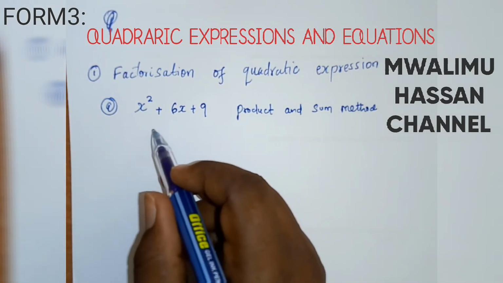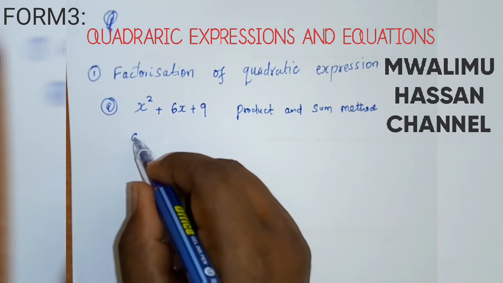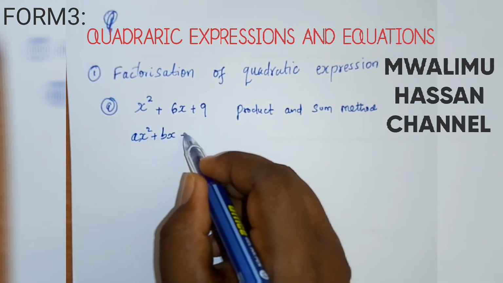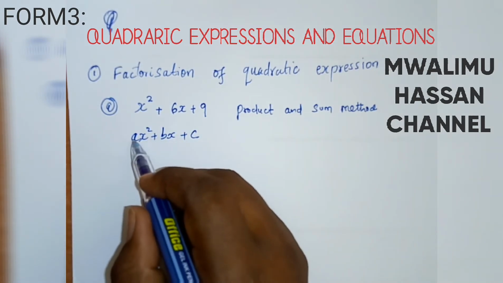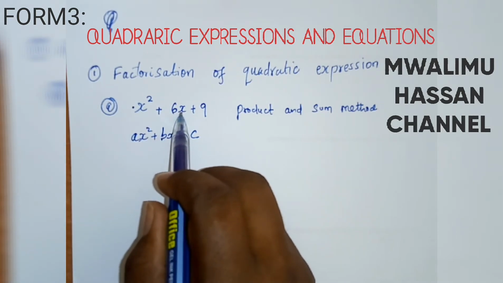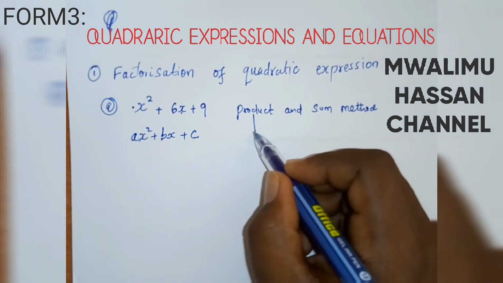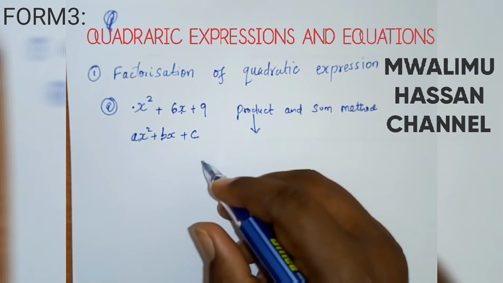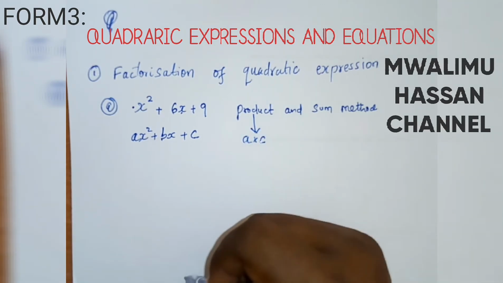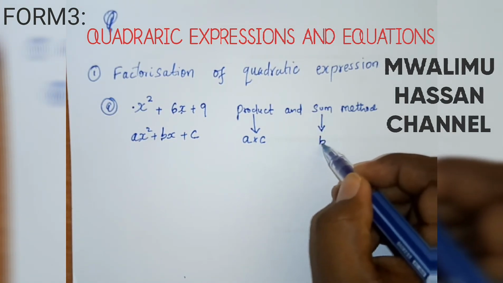As you have been taught, quadratic expressions take the form ax squared plus bx plus c, where a is the coefficient of x squared, b the coefficient of x, and c is a constant. So to get the product, we have to multiply the value of a and the value of c. Then the sum will be the value of b.